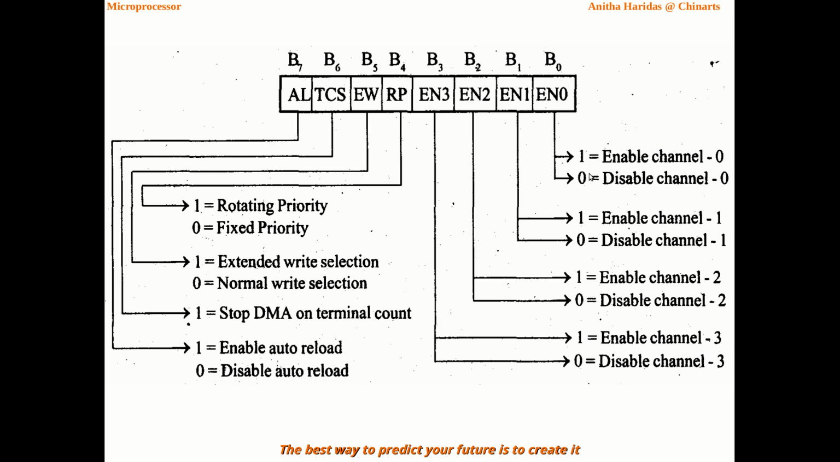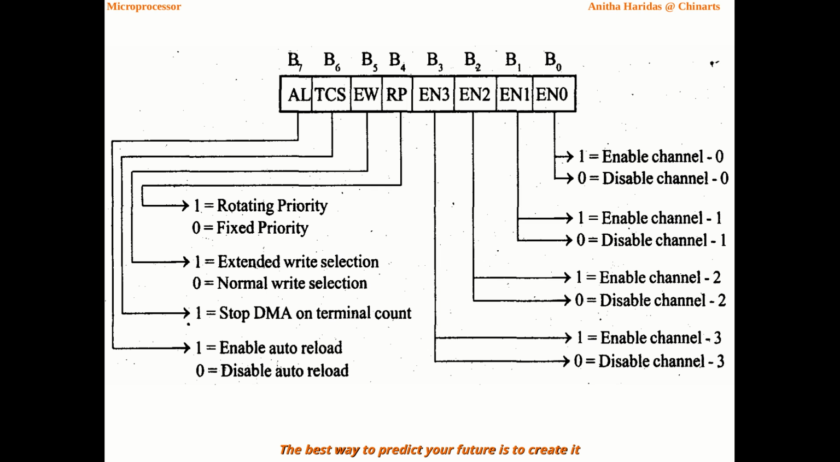So bits 1 and 0 are used for enabling or disabling the channels here. Whereas the fifth bit, B4, is used for specifying whether we have the rotating priority or fixed priority for the peripheral devices. Why do you want to have the priority? Because 4 different devices are connected.